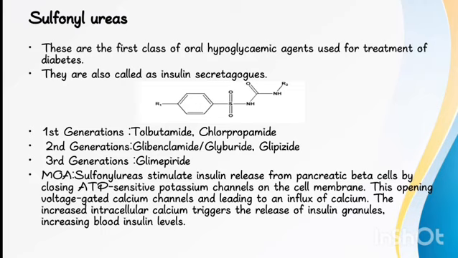Mechanism of action of sulfonylureas. They stimulate insulin release from pancreatic beta cells by closing ATP sensitive potassium channels. This causes opening of voltage gated calcium channels and increases the intracellular calcium ions, which leads to release of insulin and which increases the blood insulin levels.